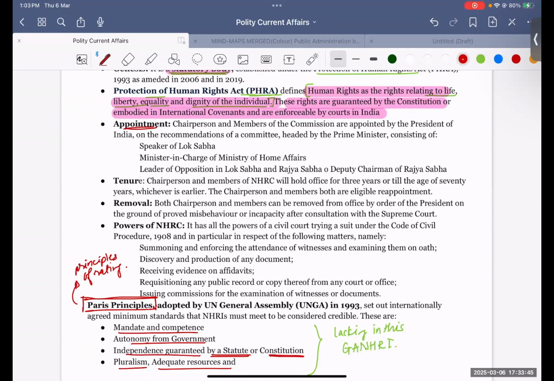Then what about the appointment? Chairperson and members of the commission are appointed by the President of India on recommendations of a committee. Who is in the committee? It is headed by the PM and it consists of the Speaker of Lok Sabha, Minister in charge of Ministry of Home Affairs, Leader of Opposition in Lok Sabha and Rajya Sabha, and the Deputy Chairman of Rajya Sabha. Okay. What is the tenure? 3 years or 70 years, whichever is earlier. Removal. Both chairperson and members can be removed from the office by order of the president.